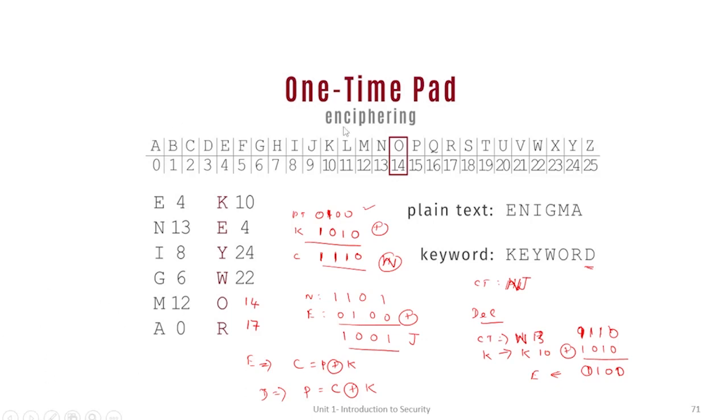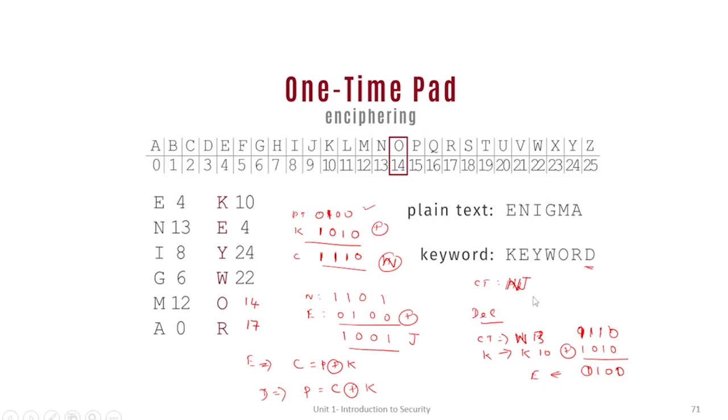So let us take an example for implementing one-time pad. It is the letter and its corresponding number format. The given plain text is ENIGMA, the keyword is KEYWORD. The length of the plain text is 6 and the keyword length is 7. The same condition applies as for the Vigenere cipher: if the length of the plain text is less than the keyword, we should ignore the last few letters of the keyword. So I'm omitting the last letter.